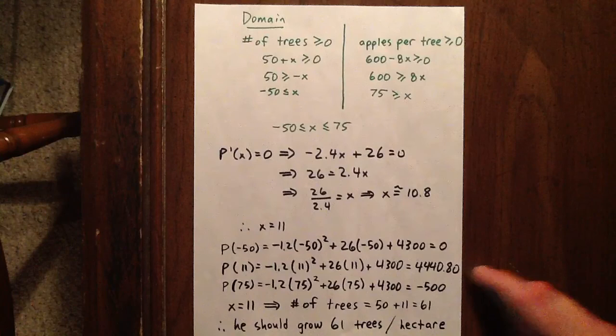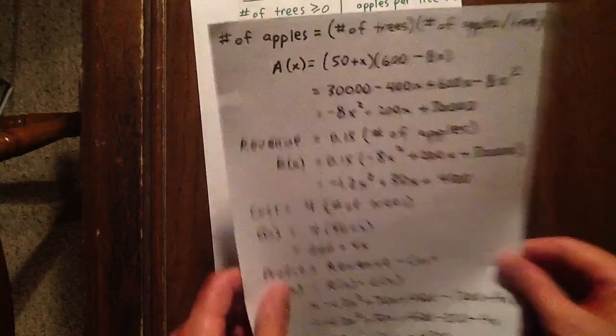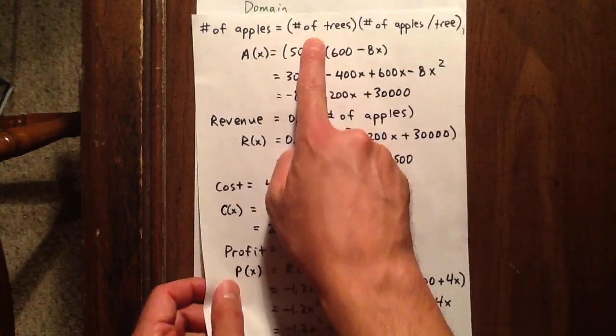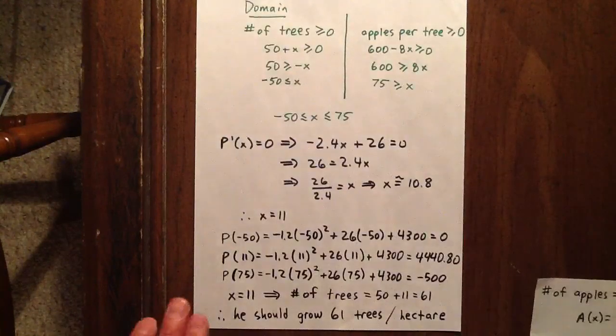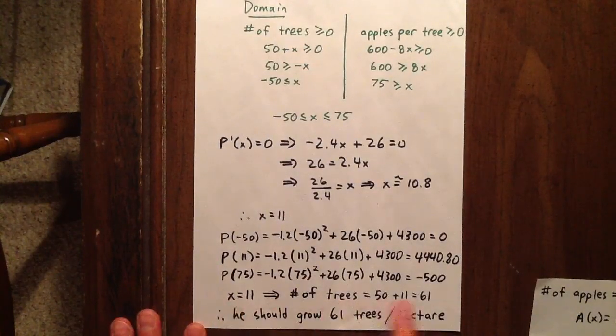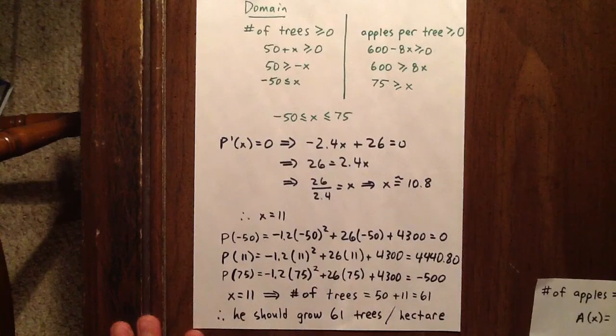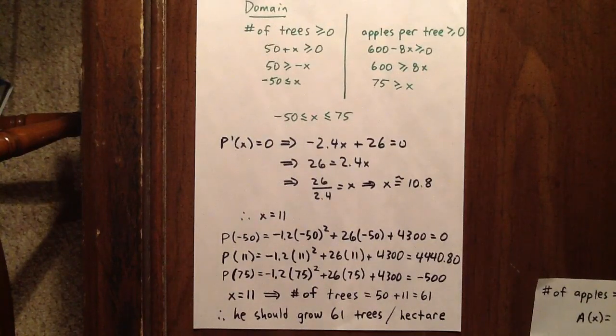But that doesn't mean he's growing 11 trees. That means he's growing 11 extra trees because the number of trees is 50 plus x. And so the number of trees is 61. And in order to maximize profit, Cornelius should grow 61 trees per hectare.